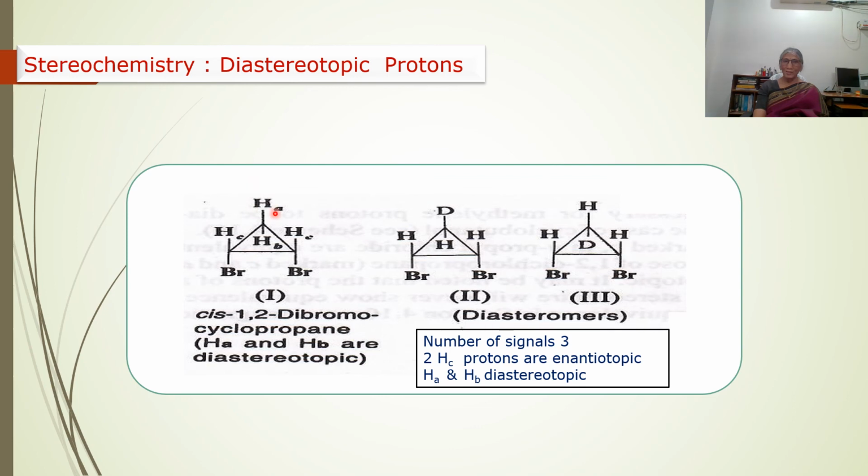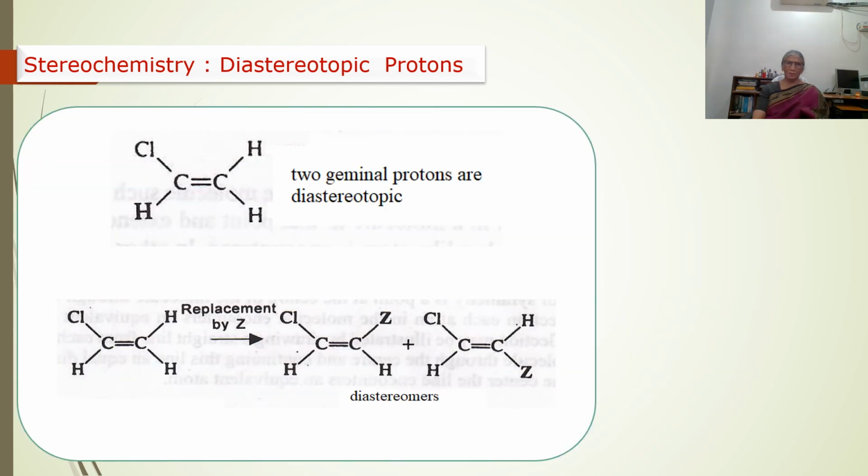So when proton A is substituted by deuterium, then we get product 2, and when proton B is substituted by deuterium, then we get product 3. And these two products are diastereoisomers. Therefore, protons A and B are diastereotopic protons. Two geminal protons in vinyl chloride are diastereotopic protons because they are not interconvertible by rotation or by reflection. Therefore, this compound will show 3 signals in the NMR spectrum.